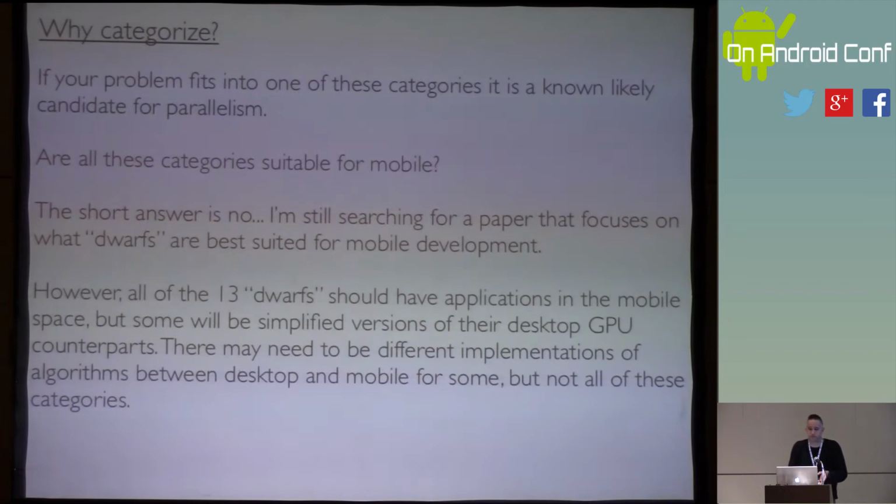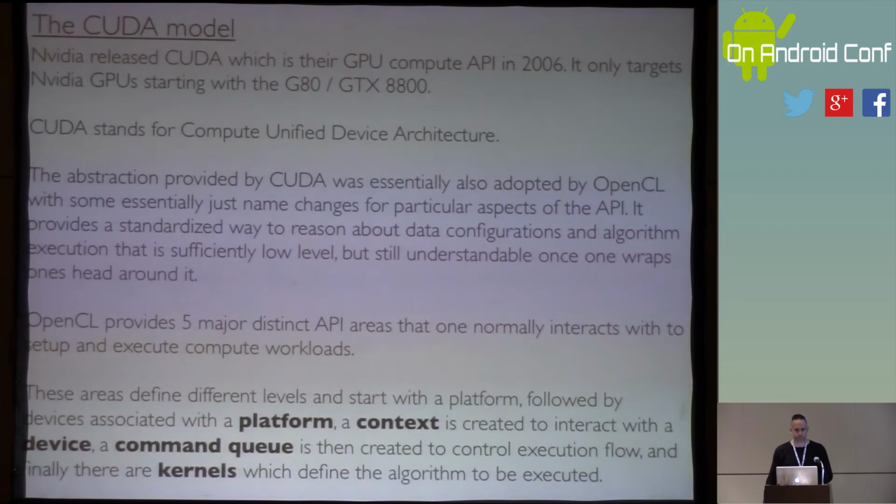And I guess now we're really just going to take a look at what's called the CUDA model. OpenCL mirrors pretty much what's called the CUDA model, and that's an API for compute that NVIDIA released in 2006. And they were the first ones to release a commercial or widely available compute API, and it's kind of cool.